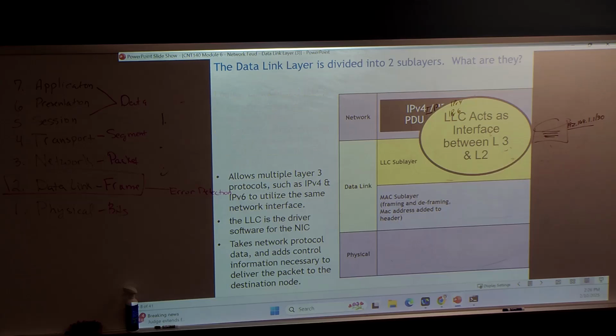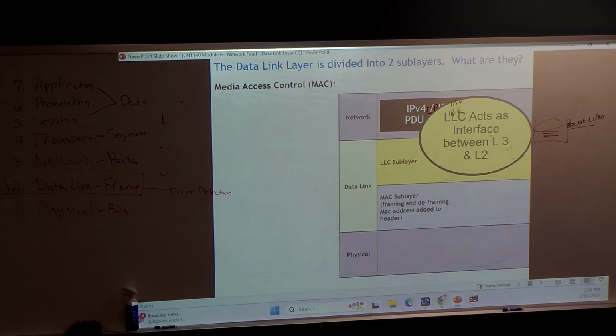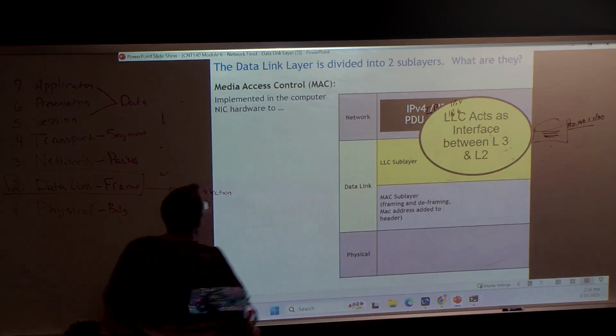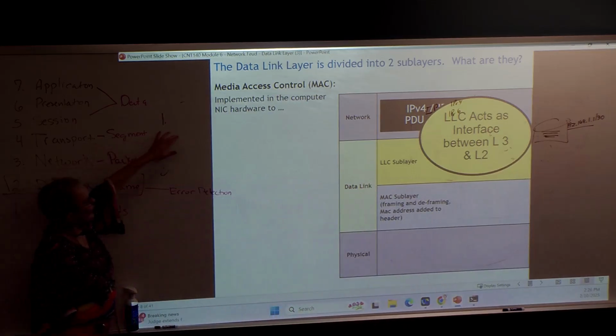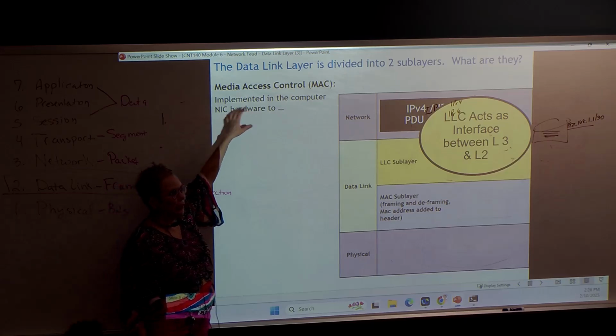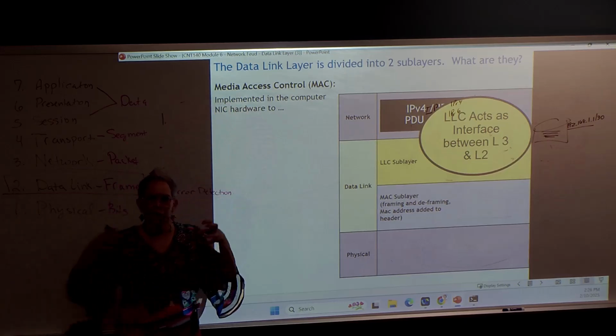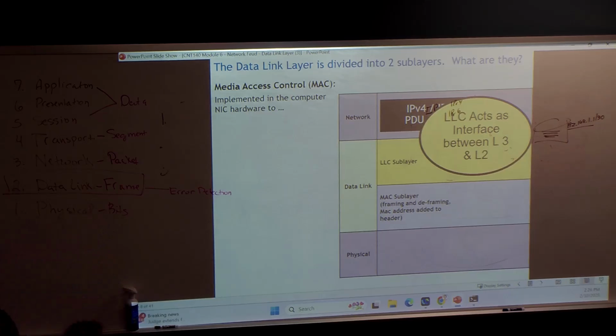All right. Now we're going to look at the MAC sublayer. What layer does the MAC sublayer help? The physical layer. It's implemented in the computer's NIC. It's the physical hardware piece of it. This does the encapsulation. The media access control sublayer is actually the part that's responsible for wrapping up the packet.